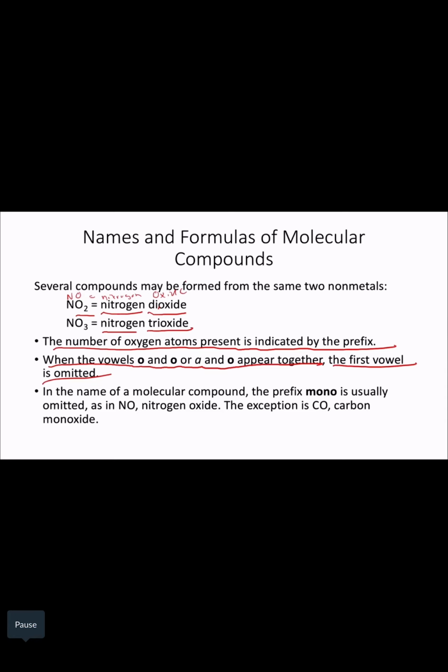In the name of a molecular compound, the prefix mono is usually omitted. This is where, I remember I told you, we usually don't put it. So it's omitted, as in nitrogen oxide, we don't put it. There are some exceptions, okay? The exception is this one here. This is going to be carbon monoxide. The reason why is because it's always been known as carbon monoxide before the language was invented, so that's why we stick with carbon monoxide.